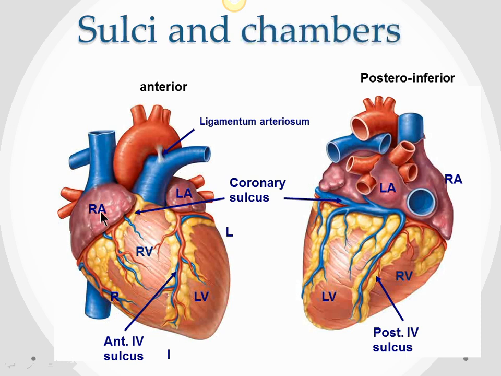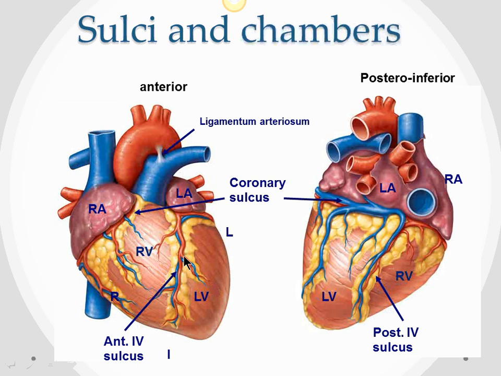This divides it into atrial chambers above and ventricular chambers below. That's why it's called atrioventricular. These atrial chambers are lying superiorly because blood has to go from the atria into the ventricle. So it's nice to have them on top because then by gravity blood can go into the ventricles. Okay? Now, how do you differentiate between the two ventricles?